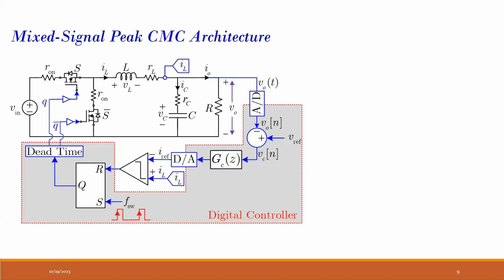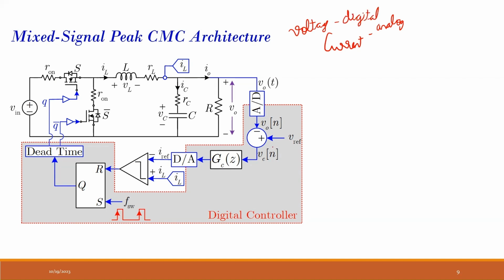Now, I'll be talking about mixed signal peak current mode control. In mixed signal peak current mode control, your current loop is in the analog domain, and your voltage loop is in the digital domain.